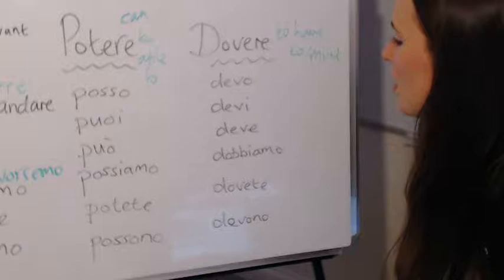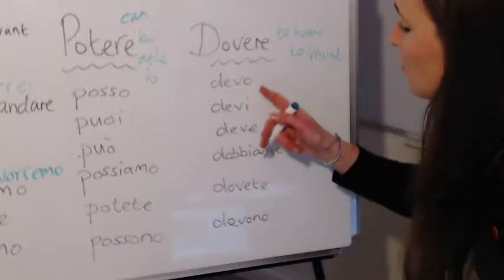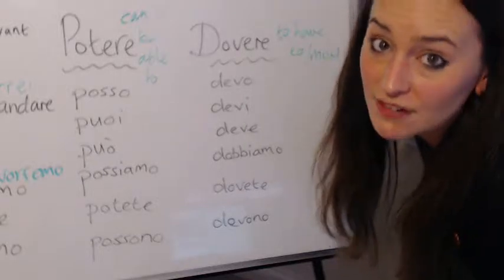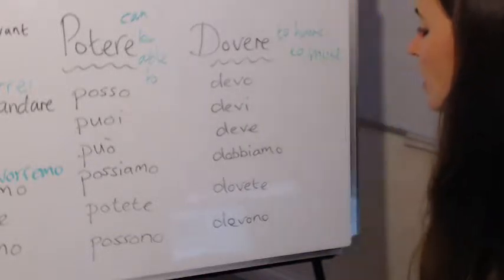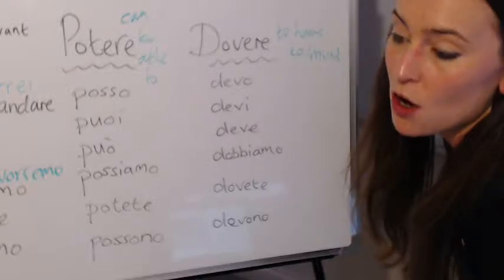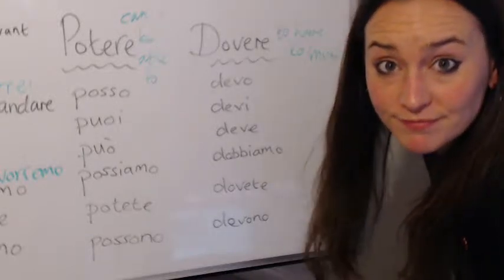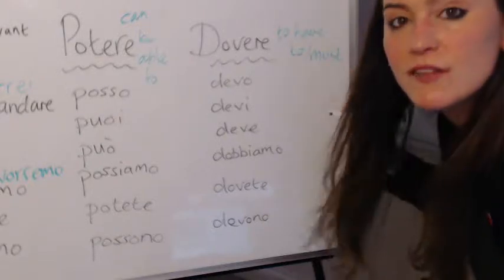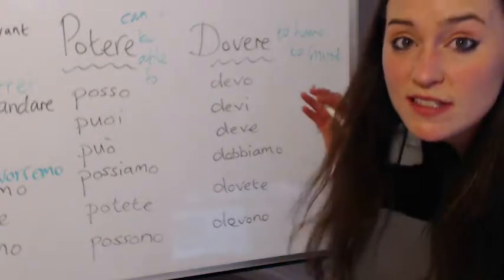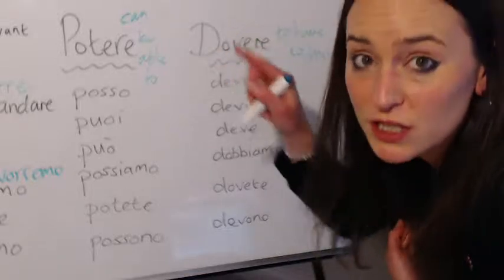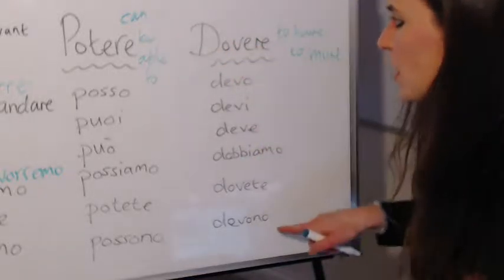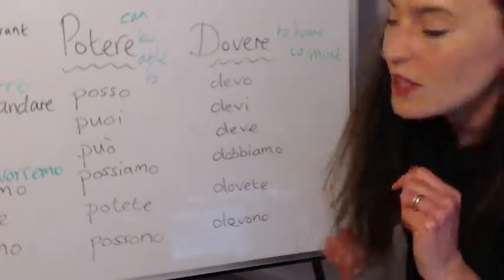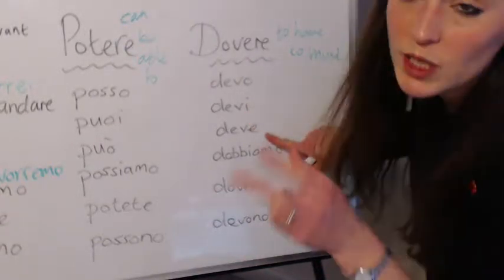Okay, so oggi devo andare al supermercato. I have to go to the supermarket today. Oggi devo lavorare. Today I have to work. Lavorare, so you just tack on an infinitive to the end, and you can make loads of sentences. Remember, you can make the negative just by putting non in front of the verb here. Io devo, tu devi, lui, lei deve.